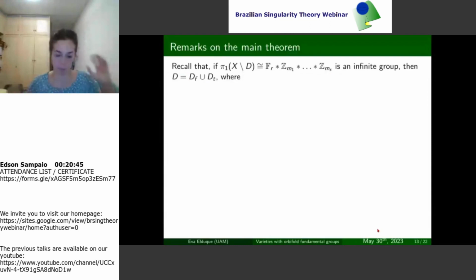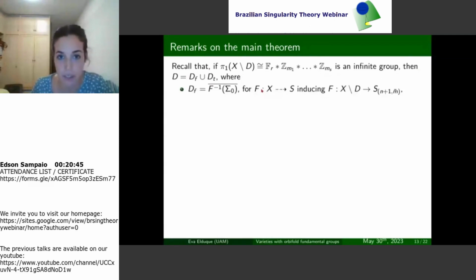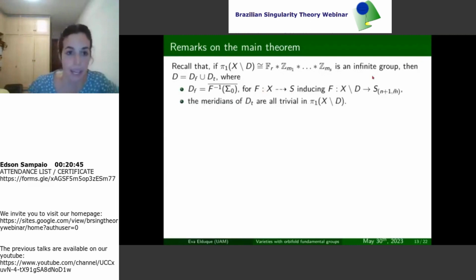Okay, so let's talk about the main theorem, but in a more down-to-earth way. The hypothesis is you start with a curve complement whose fundamental group is a free product of cyclic groups, and it's an infinite group. Then what we proved is that the curve was the union of two types of curves. The first one, fibers of a certain map to a certain Riemann surface. And the second one was such that the meridians around the irreducible components of dt were all trivial.